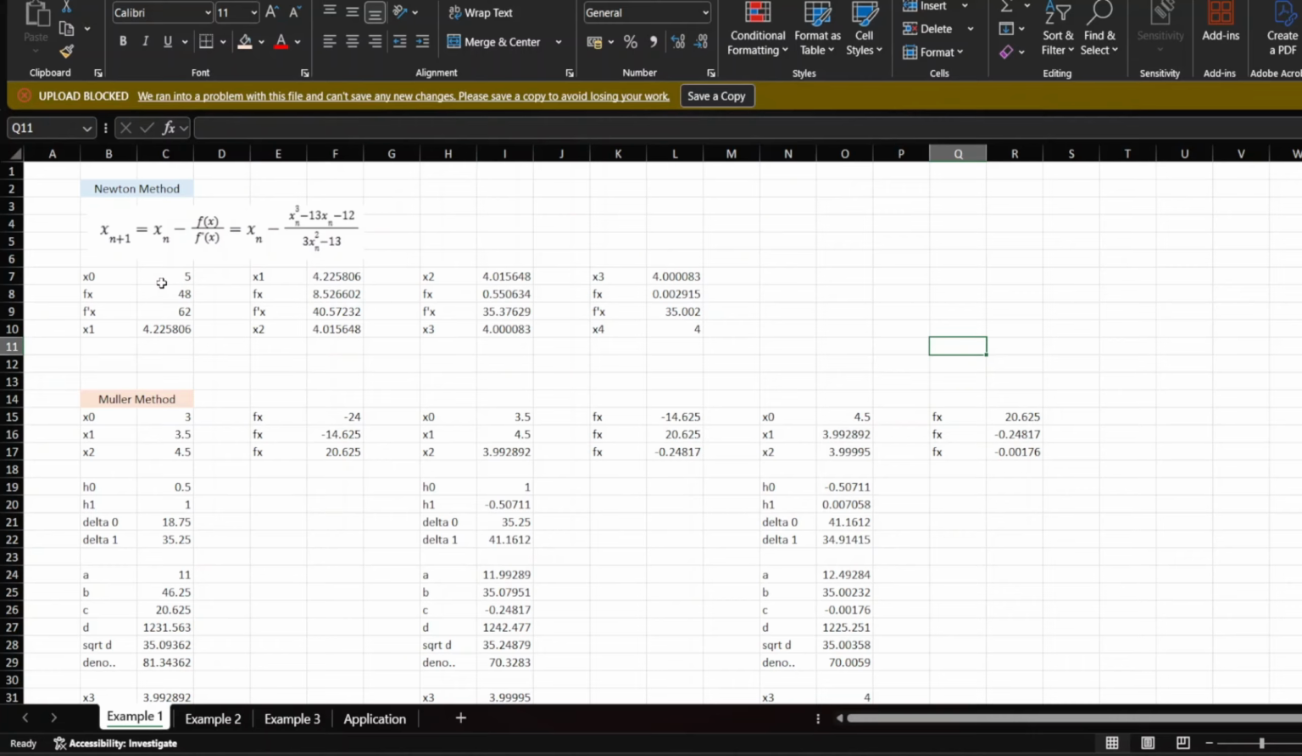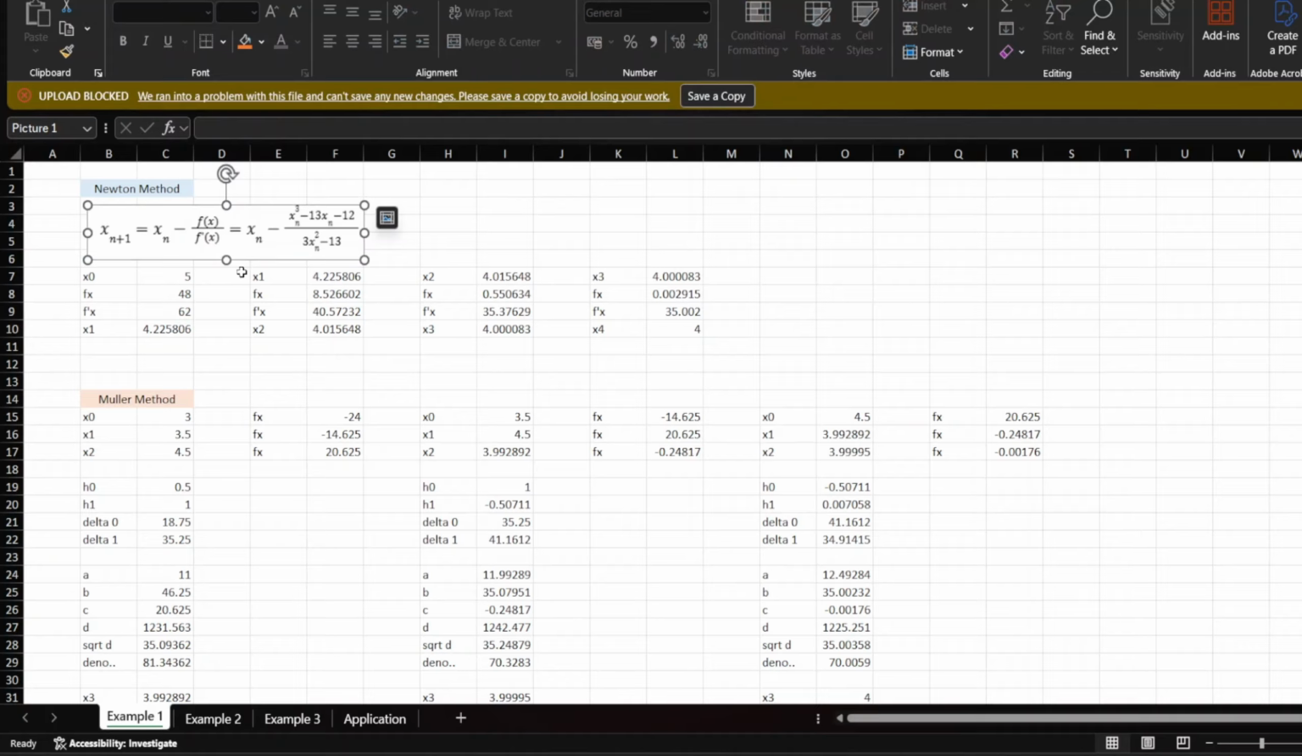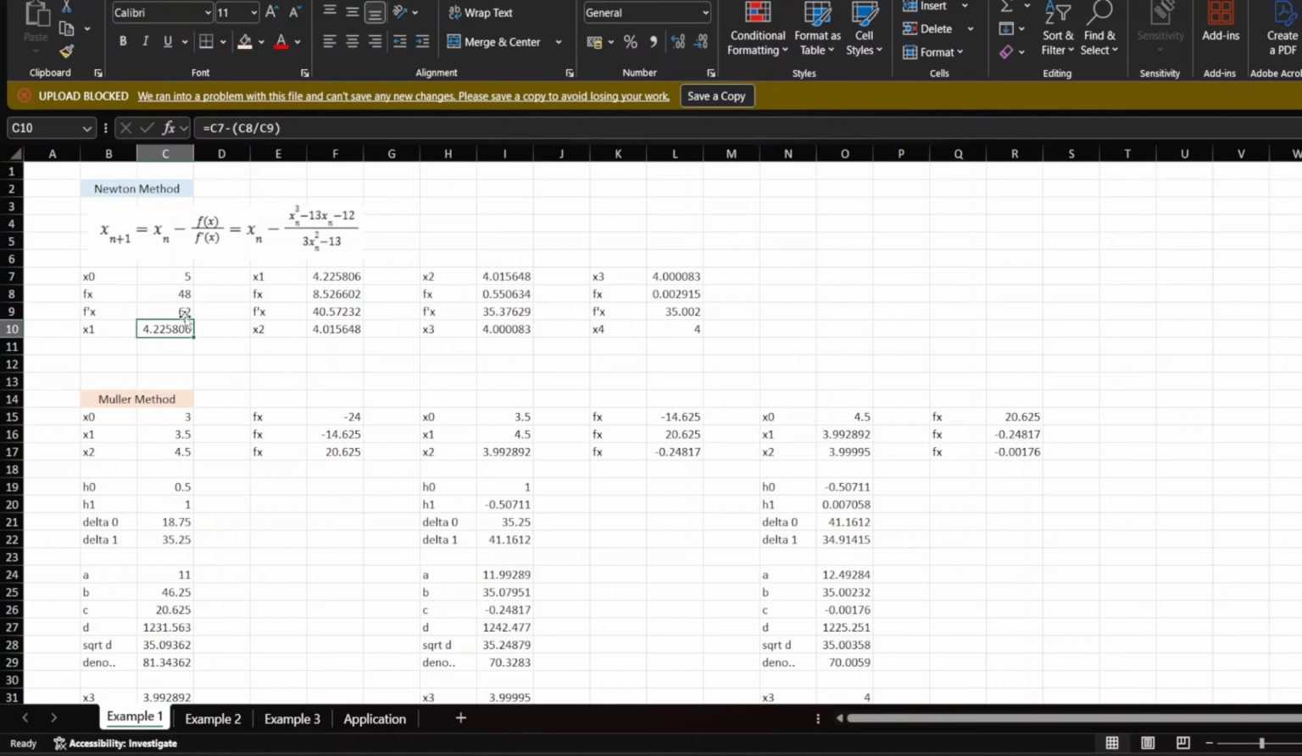First of all, let us set our x0, which is 5, and then calculate f(x). Our equation is x cubed minus 13x minus 12. So I get 48, and my differentiation will be 62, and I will get 4.225806, which is from this formula. And I just replace x0 with x1, and then I get x2, x3, and also x4. So at x4 we get the exact answer, which is 4.